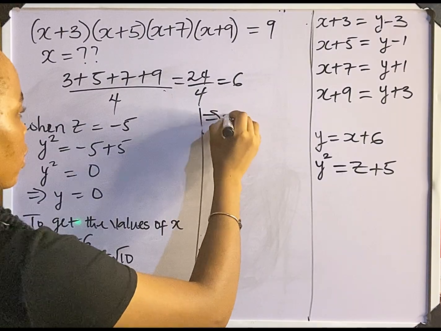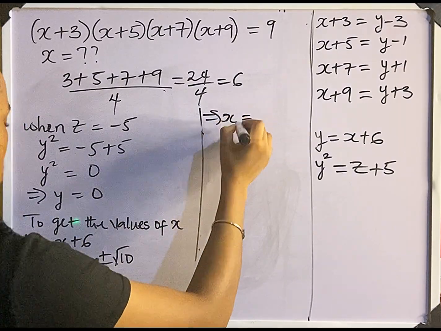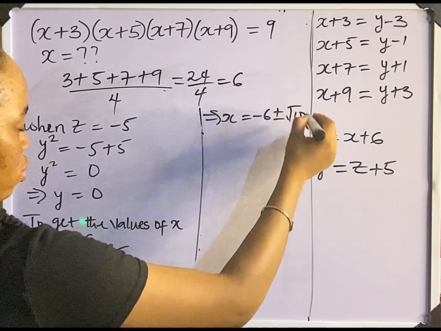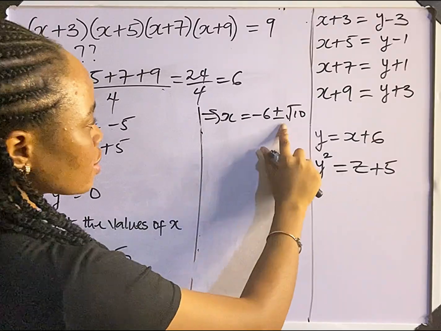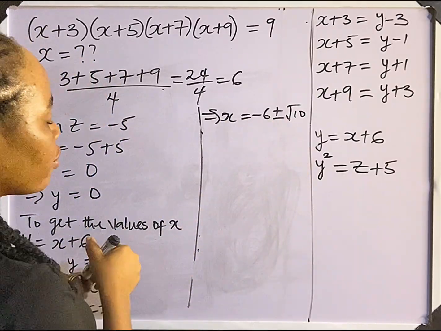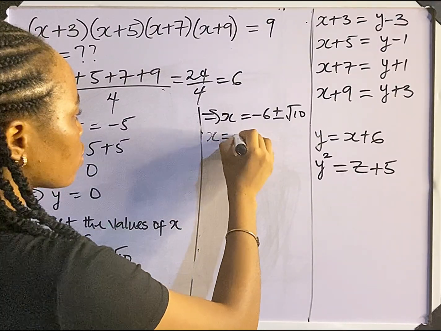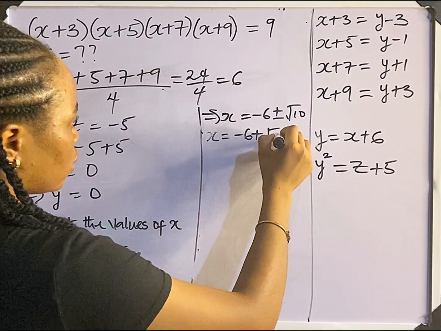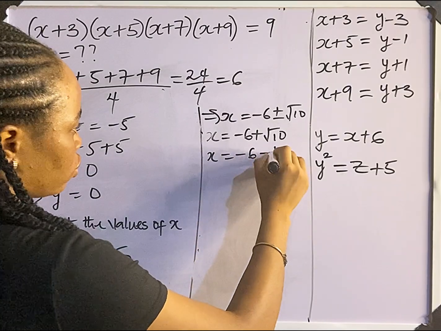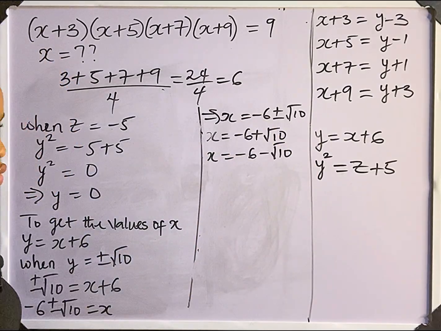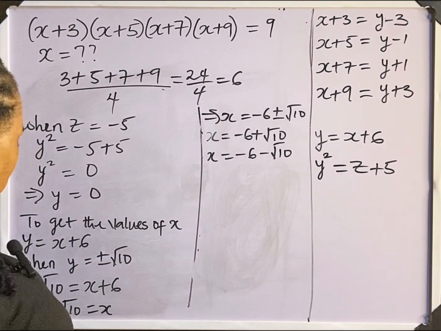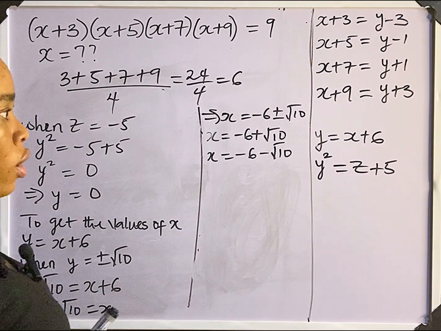So this implies that x equals what? Minus 6 plus or minus root 10. Now looking at this, these are two distinct roots where we have x equals minus 6 plus root 10, or x equals minus 6 minus root 10. So these are two distinct roots for x. So now let's find the other values of x for y.